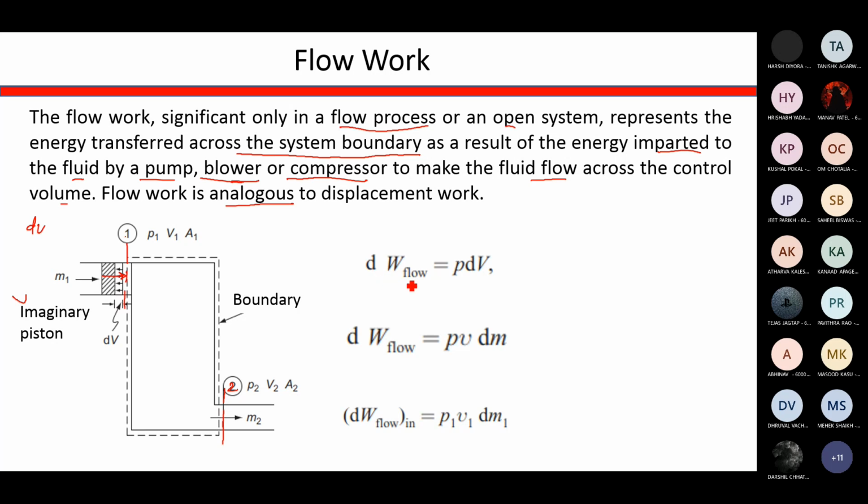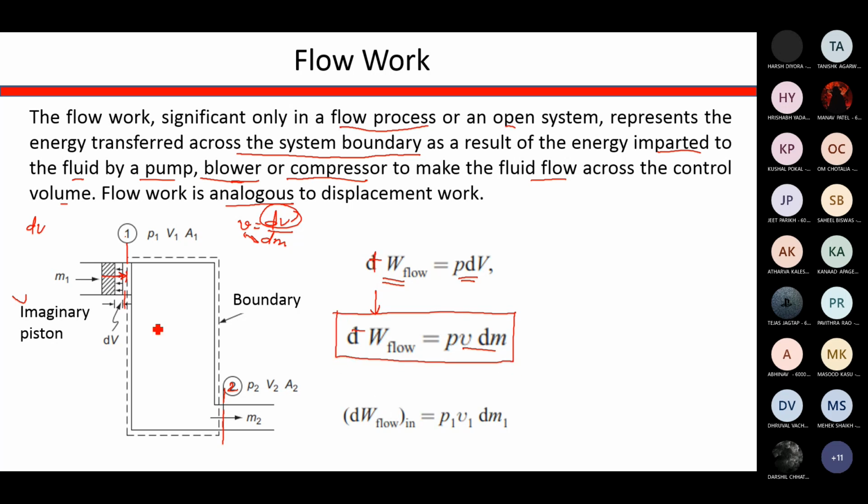So the flow work will be calculated like this. This d bar W flow, the incremental flow work, will be given as P dV, right? So I am expanding this term further. P dV, so dV is replaced by v dm. We know that the specific volume is defined as dV by dm, right? So from this I can write dV is equal to v dm. Same thing I am doing here. Now this is a general expression for the elemental flow work d bar W flow.